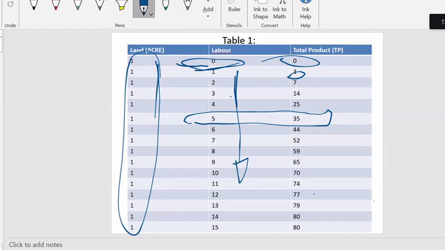So when you say the concept of short run production, that means one factor must be what? Fixed. That means it doesn't change. Umeelewa? Kama ni capital itabaki hiyo hiyo. Okay.